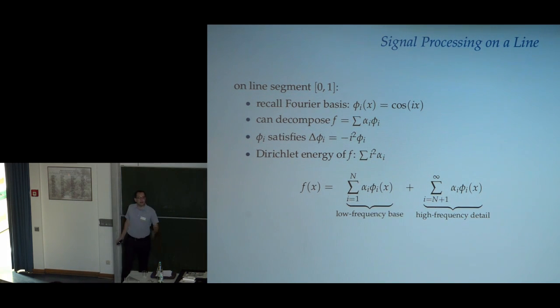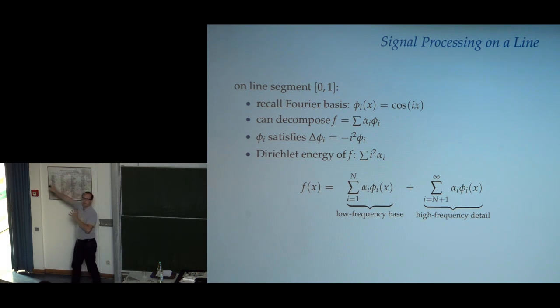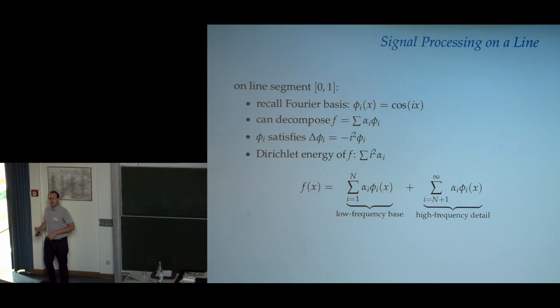So in signal processing, a lot of the times what you want to do is throw away, for example, the parts that have high frequency. Just keep the low frequency part of the signal. You want to denoise a signal, for example, right? You do a low pass filter, so you get rid of all the high frequencies. What you're doing is getting rid of all the parts that contribute the most to the Dirichlet energy and keeping the parts that contribute the least.